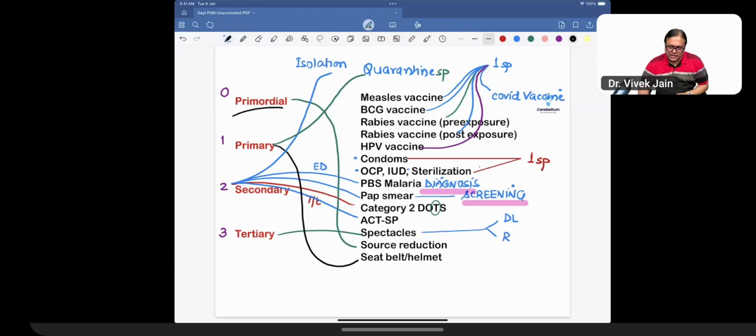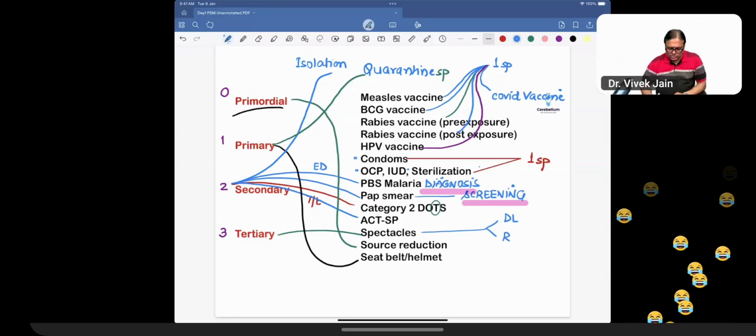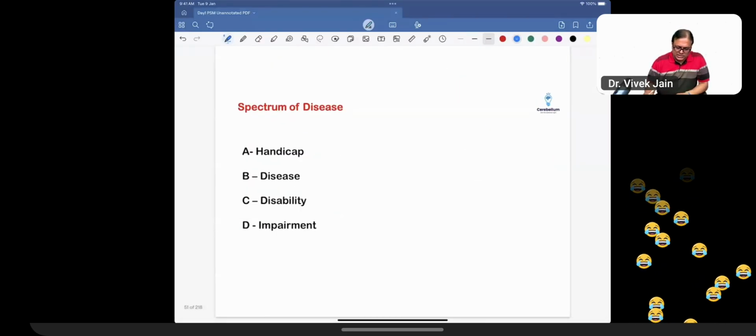Primary specific protection. Fetal ultrasonography is diagnosis. So secondary level. Monitoring of blood pressure is secondary, not primary. See, if you monitor BP of Salman Khan, you cannot prevent hypertension. You can detect hypertension that Lawrence Bishnoi is nearby. So this is detection of a disease in a person, right? So this is secondary.